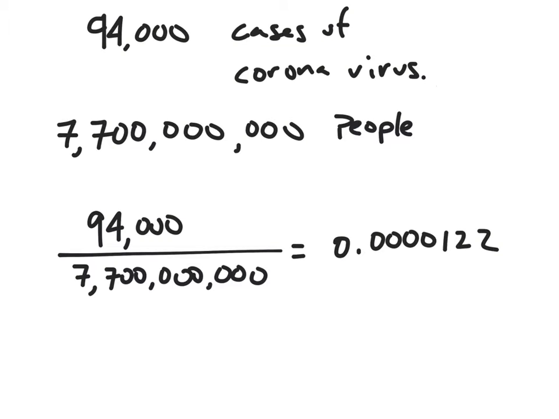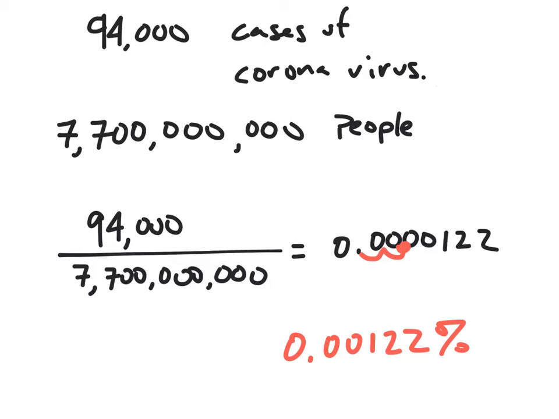How would I turn this into a percent? What would I have to do to turn this into a percent? It's not a percent yet. What do we do to turn this into a percent? Correct. So now, the percentage of humans that have the coronavirus is this: 0.00122%.